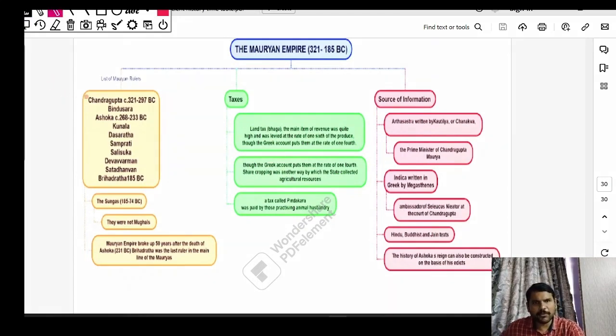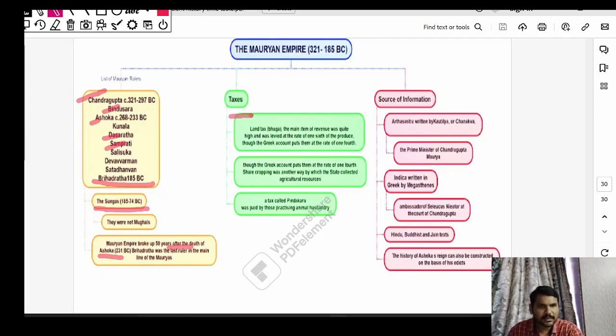So around 321, 322, Chandragupta Maurya, followed by Bindusara, Ashoka. We have seen Dasaratha, and Samprati, who is the grandson of Ashoka. Brihadratha was the last Mauryan ruler, killed by Pushyamitra Sunga, followed by the Shunga dynasty. The Mauryan Empire broke up around 50 years after the death of Ashoka. Ashoka was the last great emperor, considered the greatest, and after his death the great Mauryan Empire disintegrated.